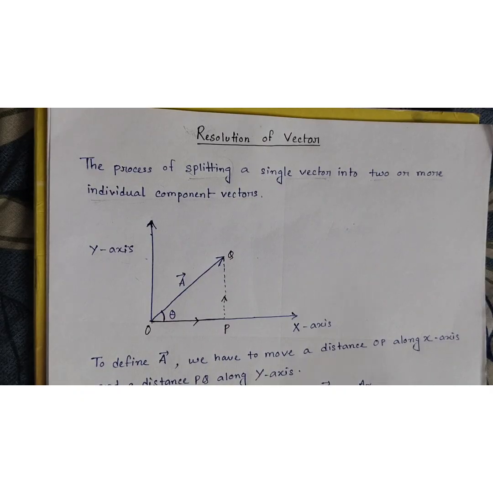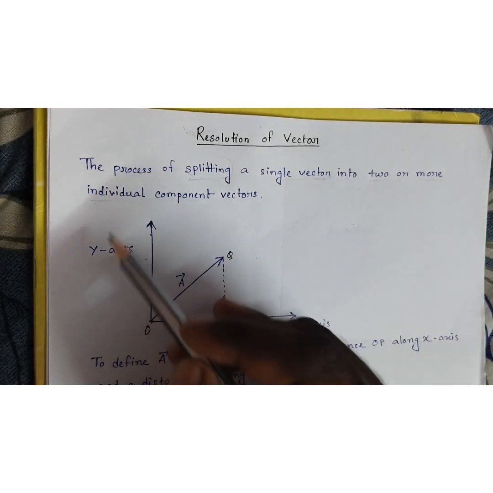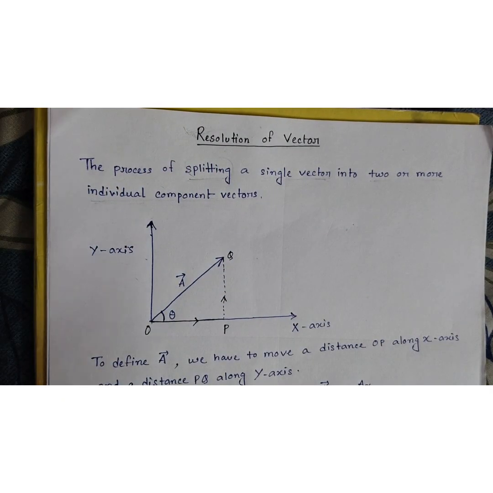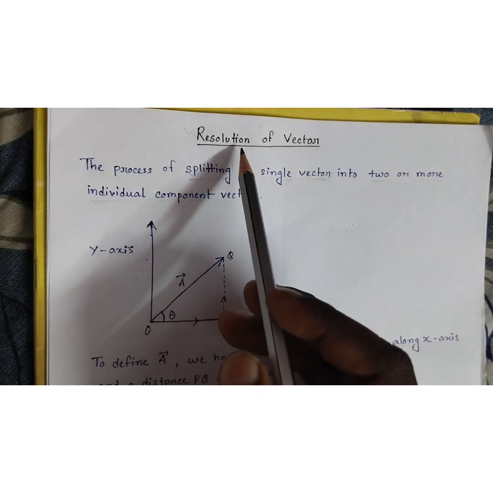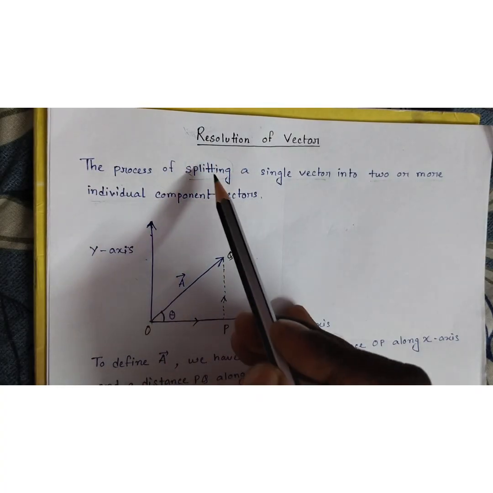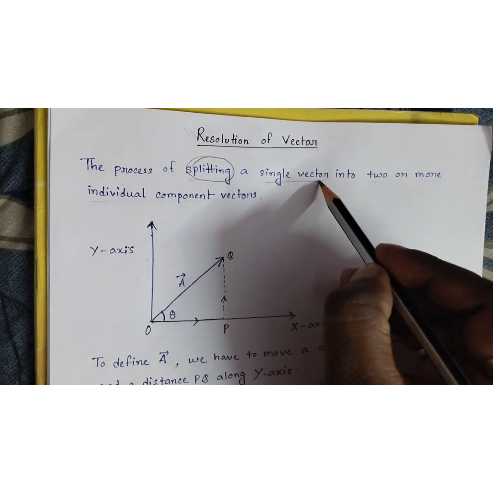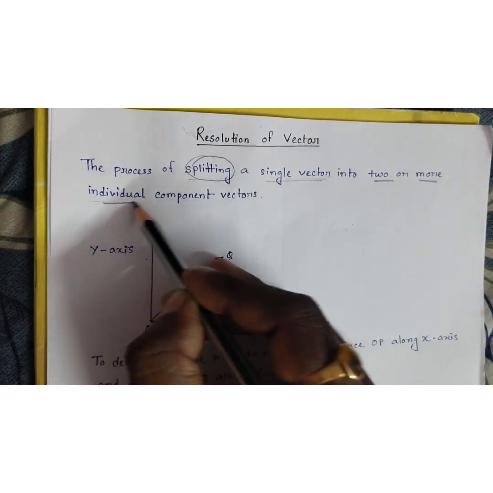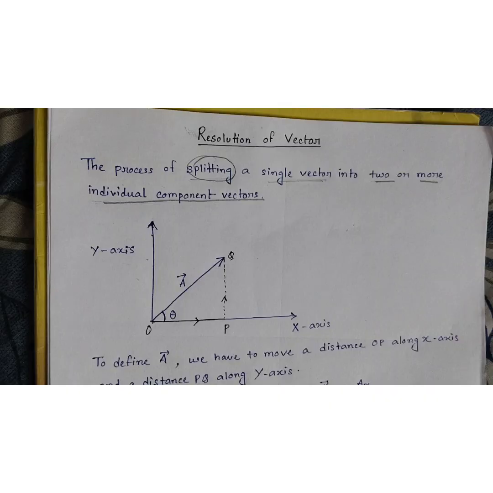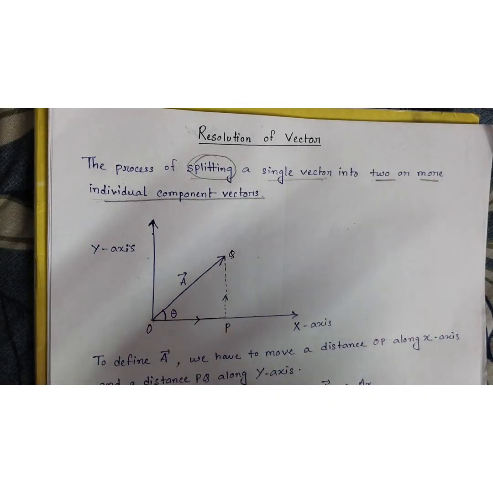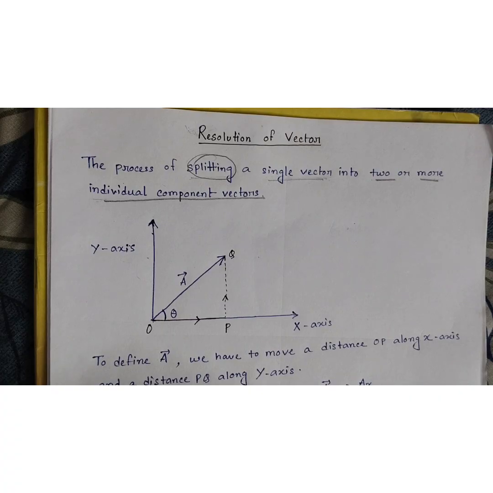So we can start with the definition. The definition of resolution of vector is that it is a process of splitting a single vector into two or more individual components. Now, I know that most of you have not understood this clearly by this definition. So let's take an example.